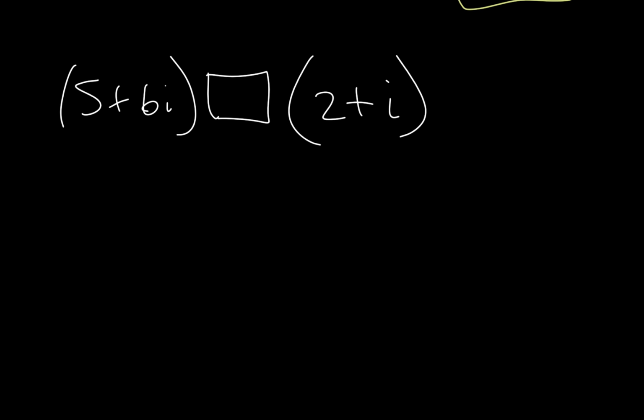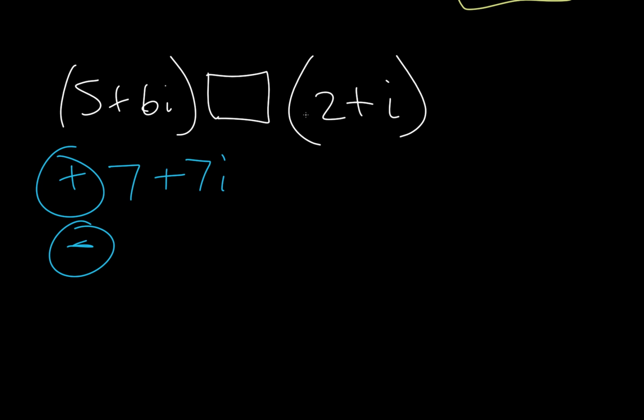Okay. So first we're going to add these. Adding, we just combine like terms. 5 plus 2 is 7. 6 plus, this is a 1, is 7 also, so 7i. Subtraction, pretty straightforward. We just change all the signs. So if they're positive, make them negative. If they're negative, make them positive. So 5 and negative 2 is 3. 6 and negative 1 is 5i.